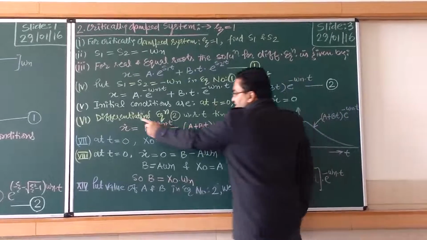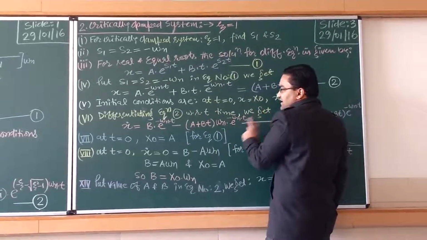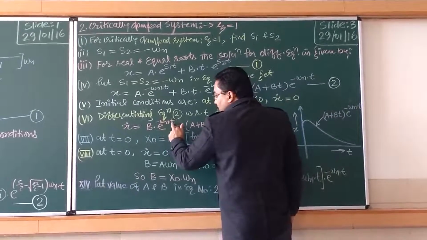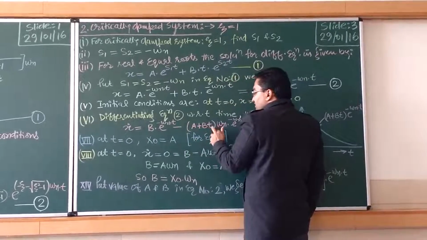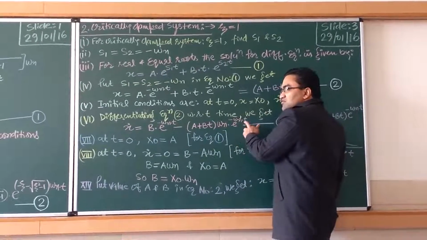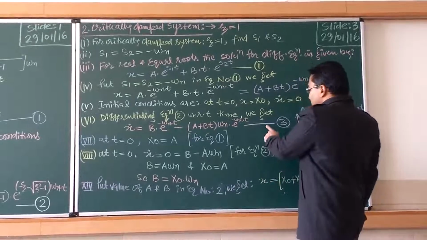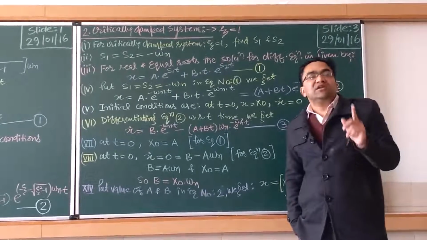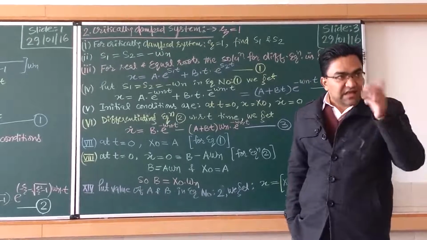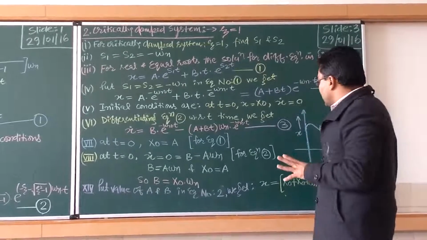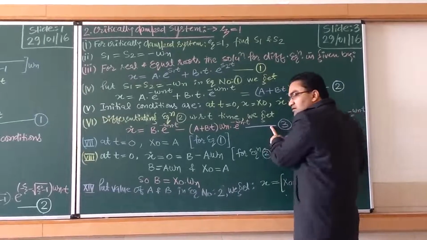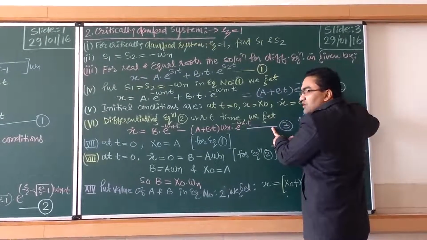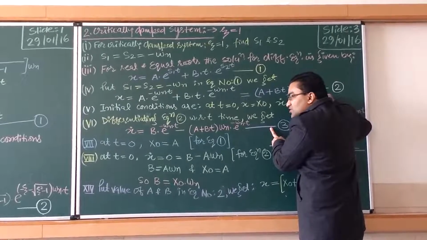We are differentiating equation number 2 with respect to time. After differentiation I get b into e raised to power minus omega n t minus a into omega n into e raised to power minus omega n t. So this becomes equation number 3. Now I will apply the initial conditions to both x and x dot. I have both equations, equation number 3 as well as equation number 2, and I have to apply the initial conditions to both.